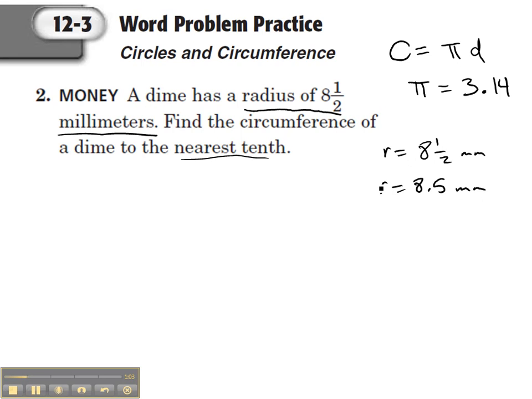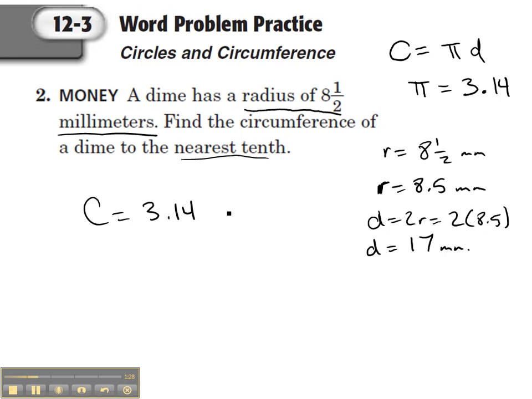There is a formula. We could write the formula C equals 2 pi r, or we could just change radius to diameter. We know diameter equals 2 times the radius, so 2 times 8.5 will give us 17 millimeters for the diameter. And then circumference equals pi d, so 3.14 times the diameter, which is 17.